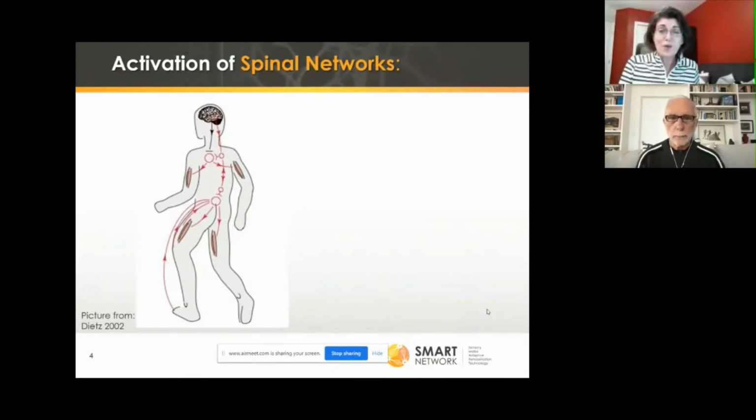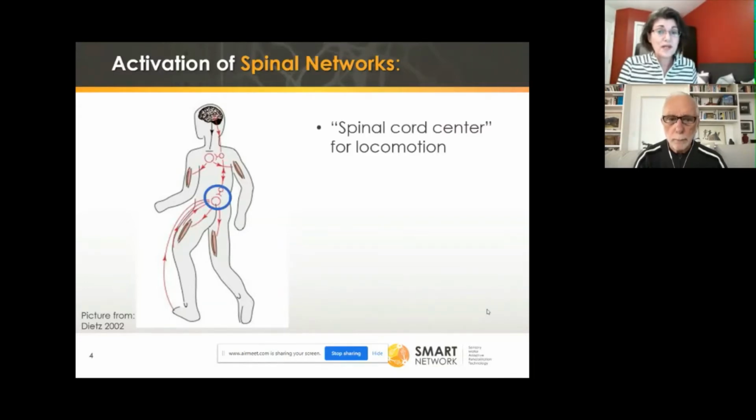Now, turning our attention to walking for the rest of the talk, our goal for decades has been to harness the networks in the spinal cord for restoring functional mobility after spinal cord injury. For conditions with severe spinal cord injury, we focus on reactivating the networks below the injury within this region of the cord, the lumbar enlargement, which contains a large proportion of the neural networks involved in locomotion.